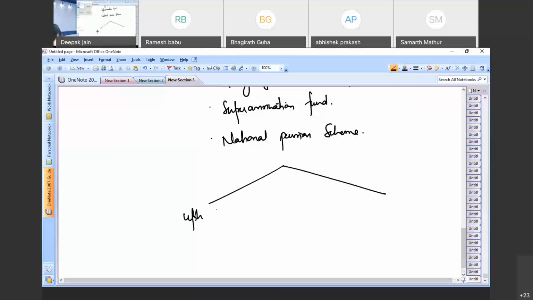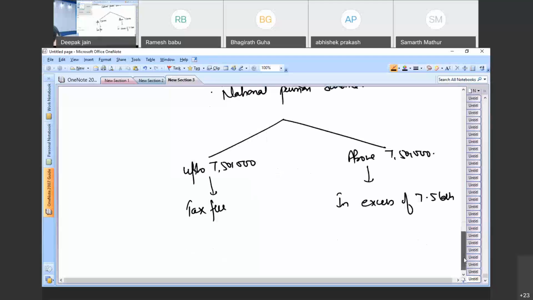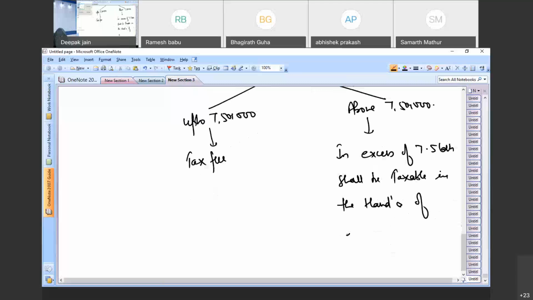Total contribution up to 7,50,000, tax free. Above 7,50,000, in excess of 7.5 lakh, shall be taxable in the hands of employee under the head salary.